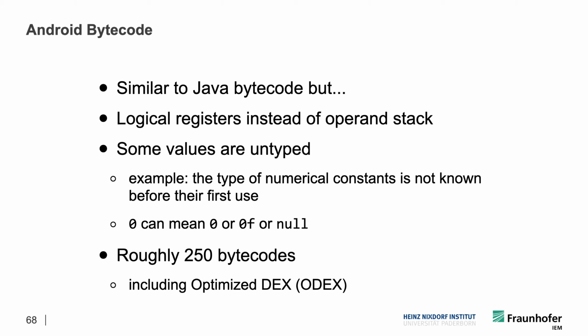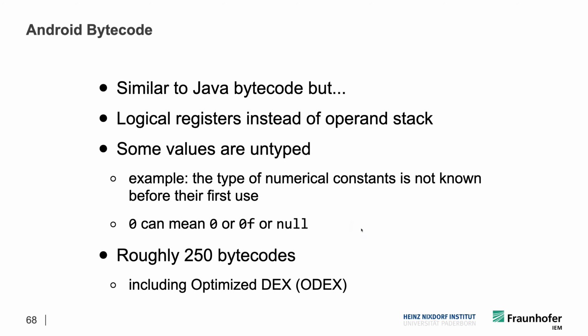Then also you have some values that are untyped, and that's something you again don't have in Java, and that makes analysis hard nonetheless. So for instance, you can have numerical constants in Android that are simply being used at a certain point in the program, but until they are being used, you do not know their type. So if you see the value 0 in Android bytecode, you cannot really tell just by looking at it whether it really means 0 as an integer or 0 as a float, or for instance also null, so the pointer value. So only at the place where it's being used, it's sort of implicitly cast to the right type.